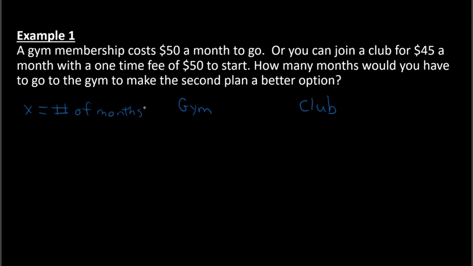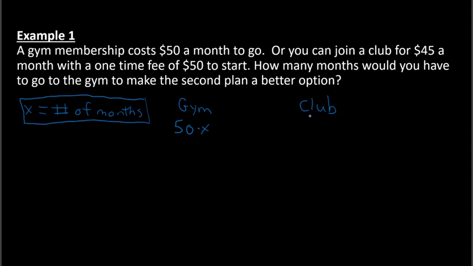All right, so with the gym, if we pay $50 per month, that means for 1 month, we would pay $50, right? 50 times 1. For 2 months, it would be 50 times 2, or $100. 3 months, 50 times 3, and so on. So the gym membership is $50 times the number of months that you go. So 50 times x.